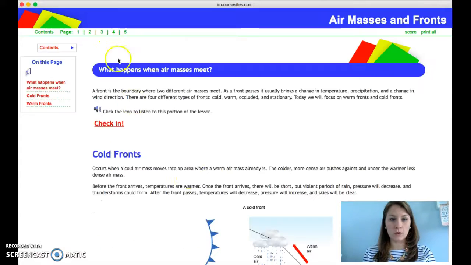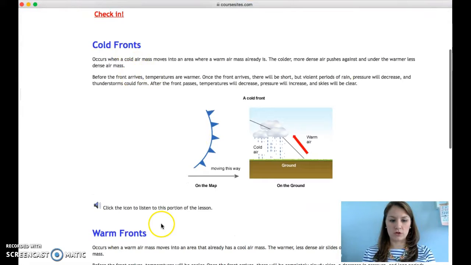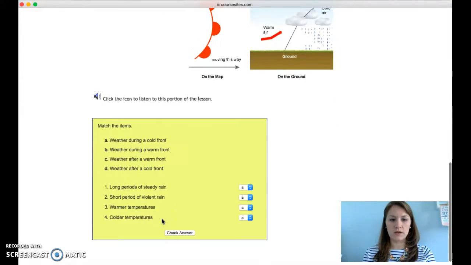We'll move on to page 4, with more information about how air masses meet. We go over cold fronts and warm fronts. I included a matching item this time, a matching quiz popper. So whether during a cold front there are long periods of steady rain, short periods of violent rain, warmer temperatures, or colder temperatures. Students will be able to match their answers.